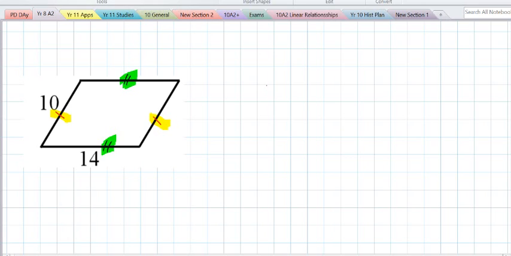So the perimeter here is equal to 10 plus 14. Now note, we aren't given any units. So in our answer, we just have to write 24 units.